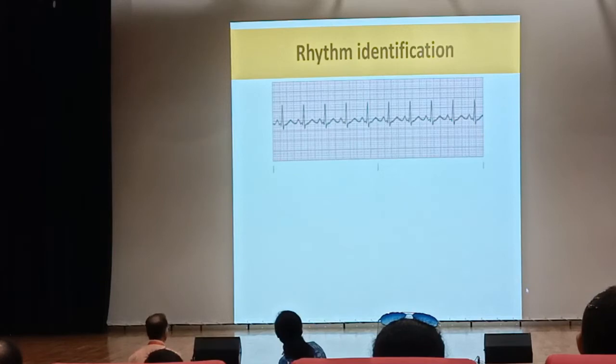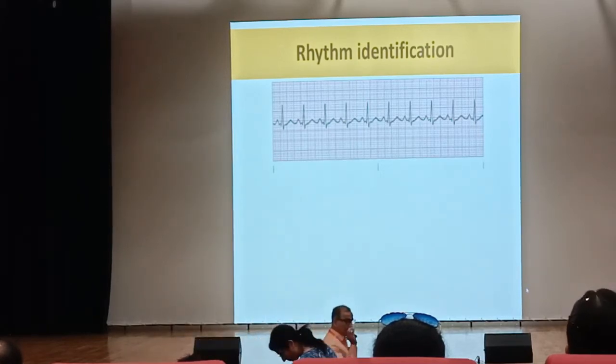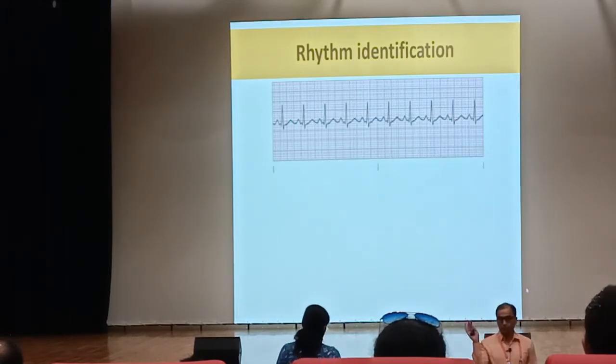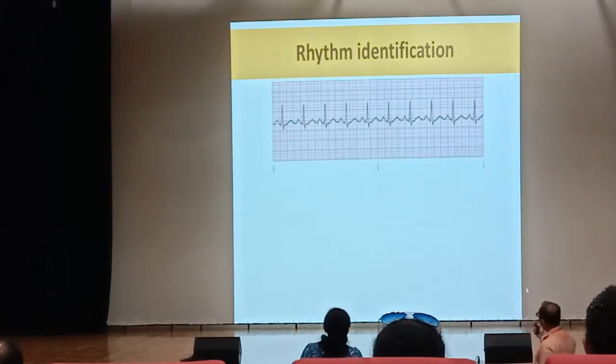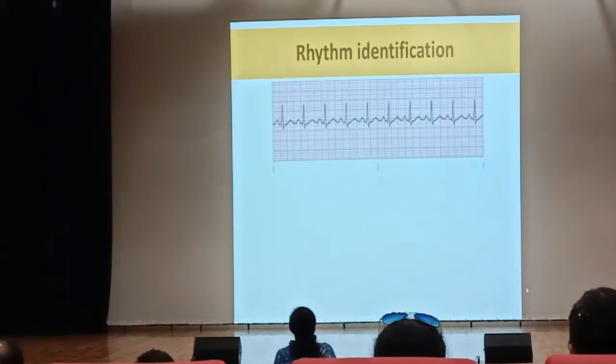Sir, as the rhythm is regular, I'll go by the method. Start from heart rate. Always make a habit. If you are missing any one step, possibly this time your diagnosis may be correct, but may not be correct all the time. So 1500 divided by the number of small squares between 2 RR intervals. So it will be approximately 100 beats per minute, sir.